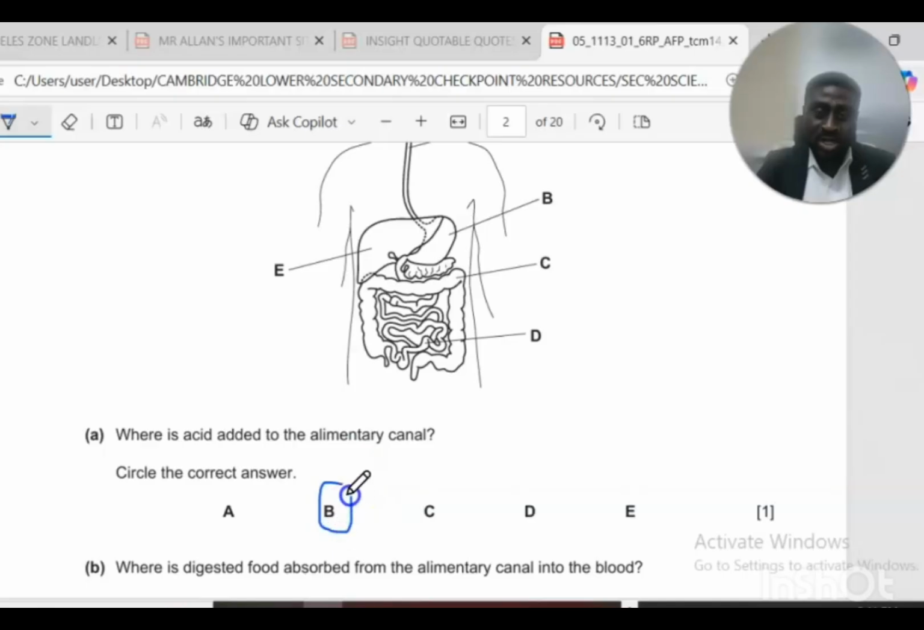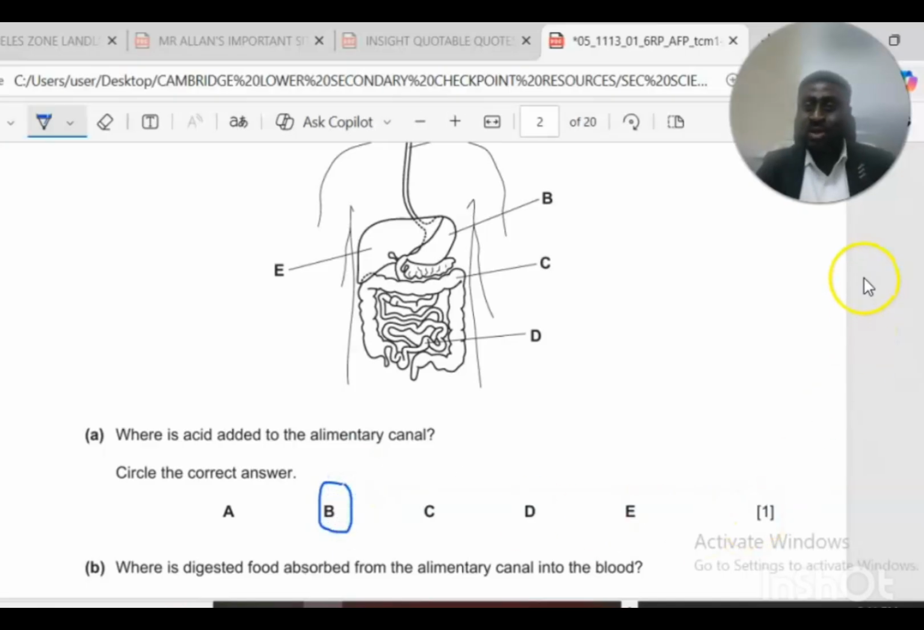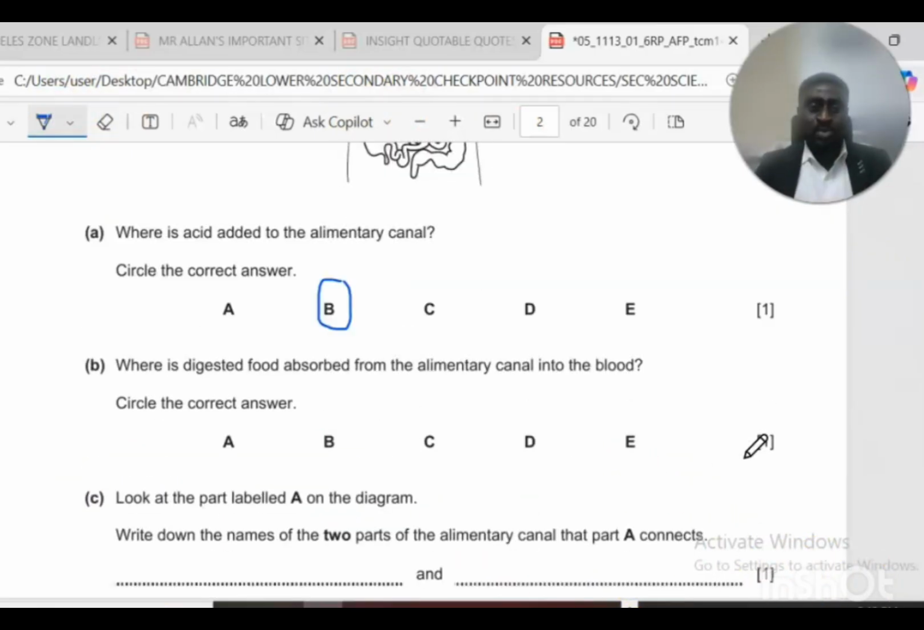So we circle the answer B like this. If you circle more than one answer, Cambridge will allocate you no mark. It is considered a total failure. So note this down. Now moving on to part B. Where is digested food absorbed from the alimentary canal into the blood? This has to do with when food has been broken down to its smallest molecules or particles. Where is it transported into the bloodstream or the circulatory system?